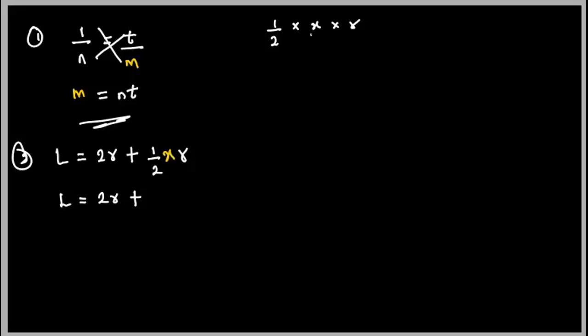Yes, if you call here over 1 and here over 1. So 1 times x is x, x times r is xr. And under, 2 times 1 is 2. So half xr is the same as xr over 2. The same thing. So now what can we do here?